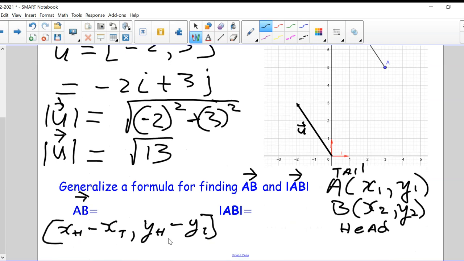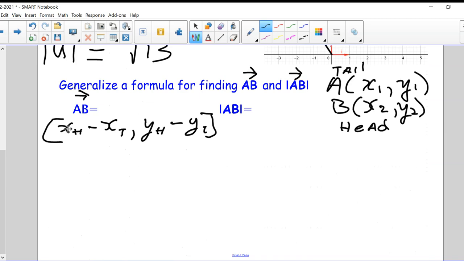Okay, so this is the generalized formula that you saw me write down here. The x component would be x head minus x tail. The y component would be y head minus y tail. Now to get the magnitude, what would be the general formula for that? Okay, you also said it was a distance formula. Does the order in which I subtract them this time matter? It's the square root of something. Does it matter this time when I'm trying to find the magnitude of this position vector? Absolutely not, it does not matter.